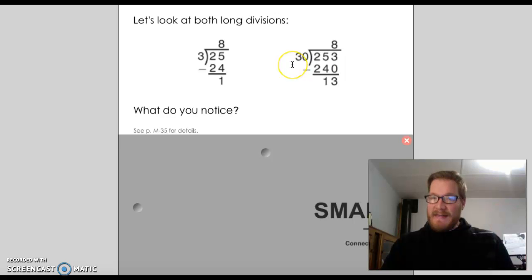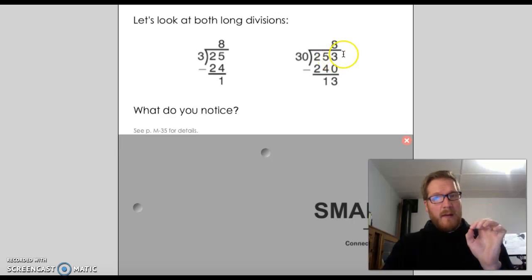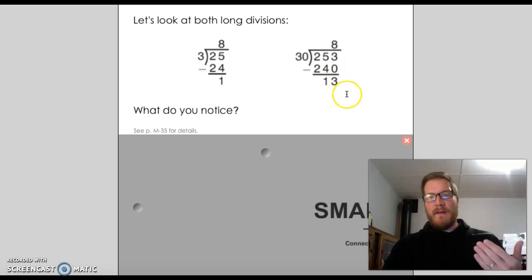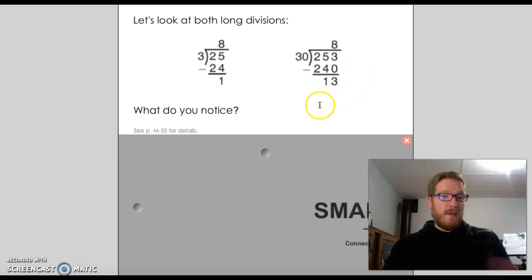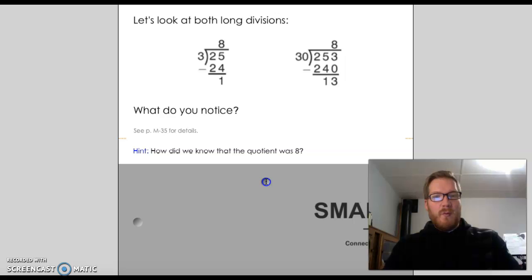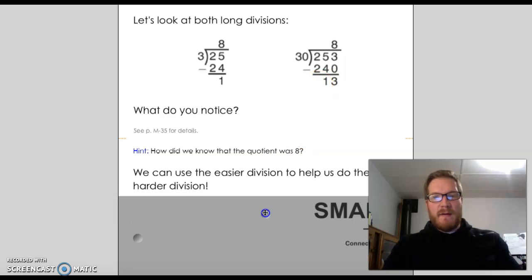We can use that same idea to do 30 into 253. Because I know that 3 into 25 will fit 8 times, 30 into 250 for the rounding will also fit in 8 times. And so I said in the last slide that 30 times 8 is 240, and that subtracts to 13. So the question then is, what do we notice? What we should notice is that the quotient is the same. It's 8 for both questions, but the remainder is different.